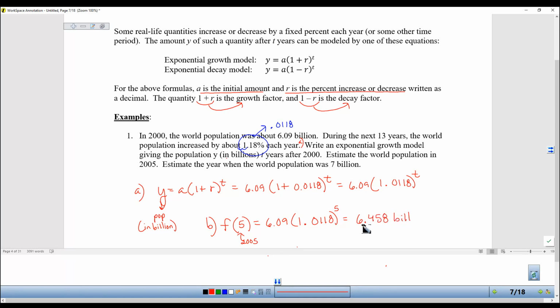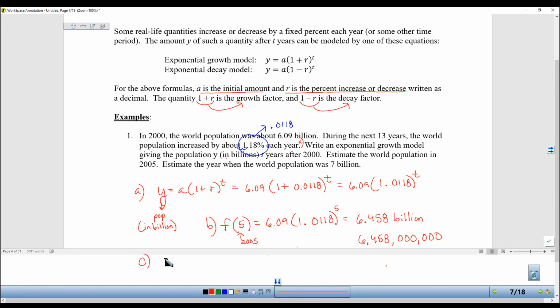But don't forget your units. It's not 6.458 people. It's 6.458 billion people, which would look like this if you wrote it out: 6,458,000,000 people. And then part C, estimate the year when the world population was 7 billion.